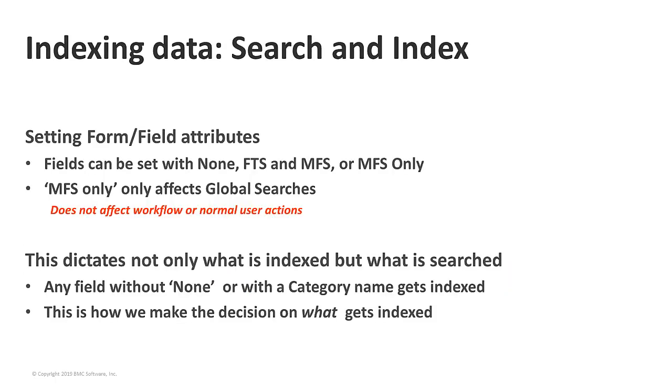So in this slide, we'll talk about search and indexing of data. When setting form and field attributes, fields can be set with none, FTS and MFS, or MFS only. The MFS only option affects only global searches. This does not affect workflow or normal user actions. This dictates not only what is indexed, but what is searched. Any field without none defined or with a category name will get indexed, and this is how we make the decision on what gets indexed.